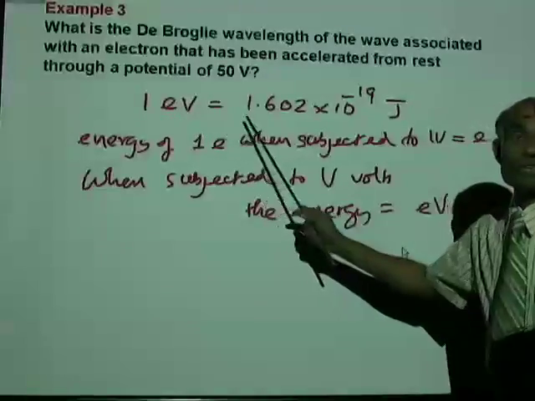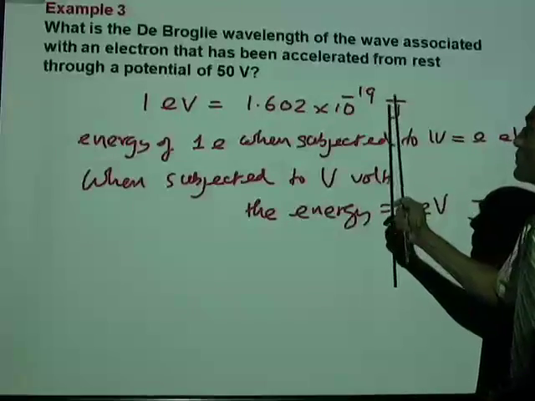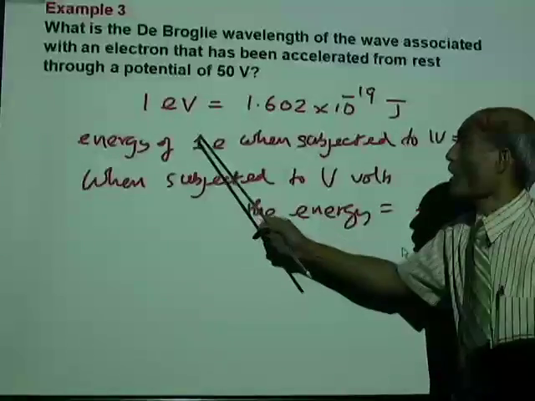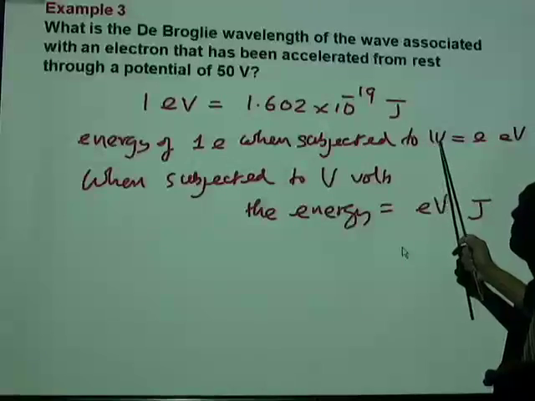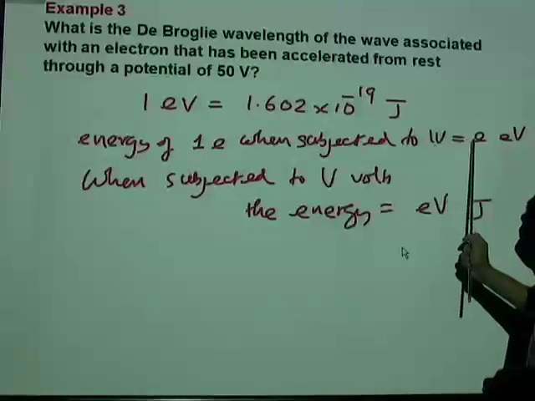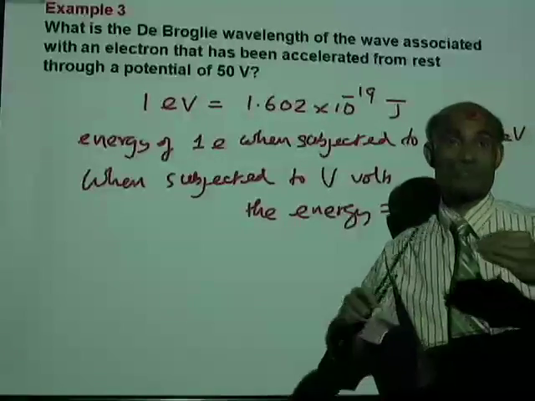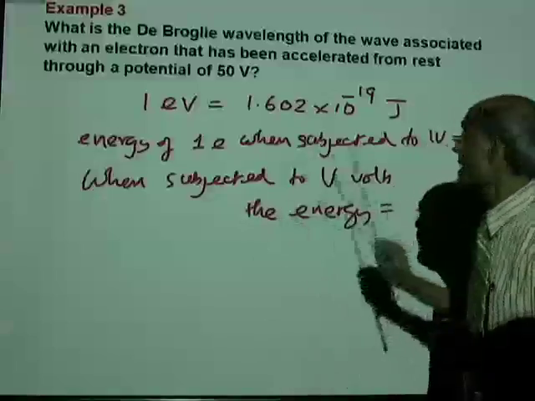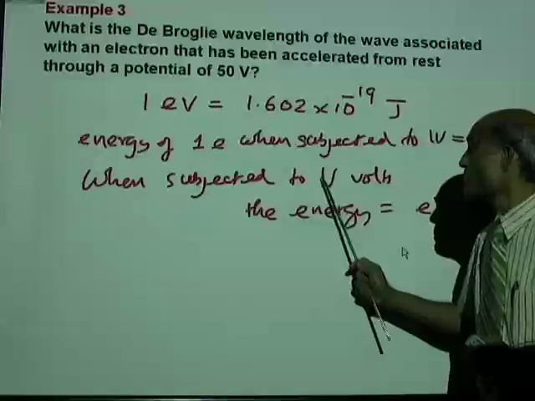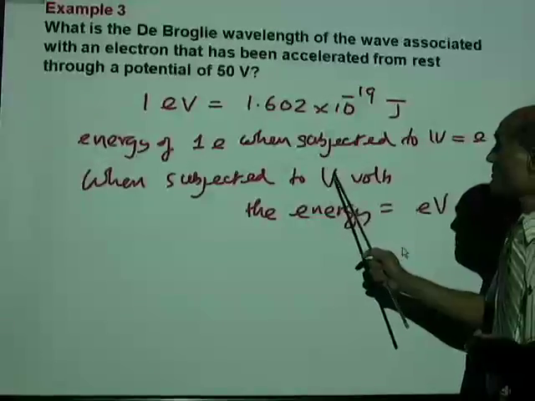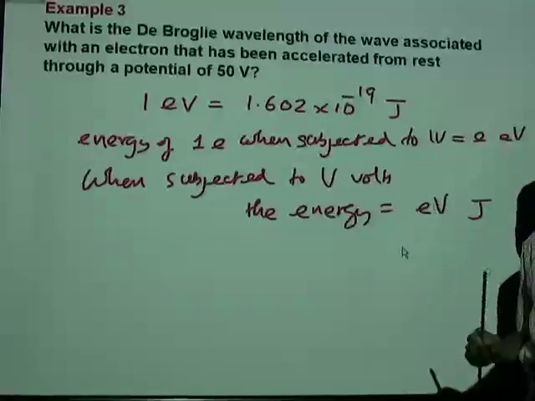Well, 1 electron volt is 1.602 times 10 to the negative 19 joules. And this is the energy of 1 electron, 1e, when subjected to 1 volt. Now, that is e electron volts. When 1 electron is subjected to a potential difference of 1 volt, the energy it acquires is e electron volt. Therefore, if an electron is subjected to a potential difference of V volts, the kinetic energy it will acquire will be eV joules.